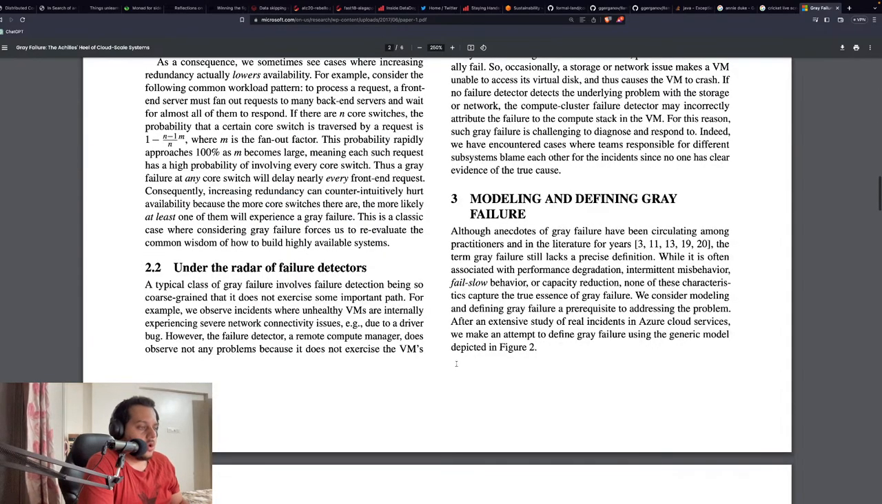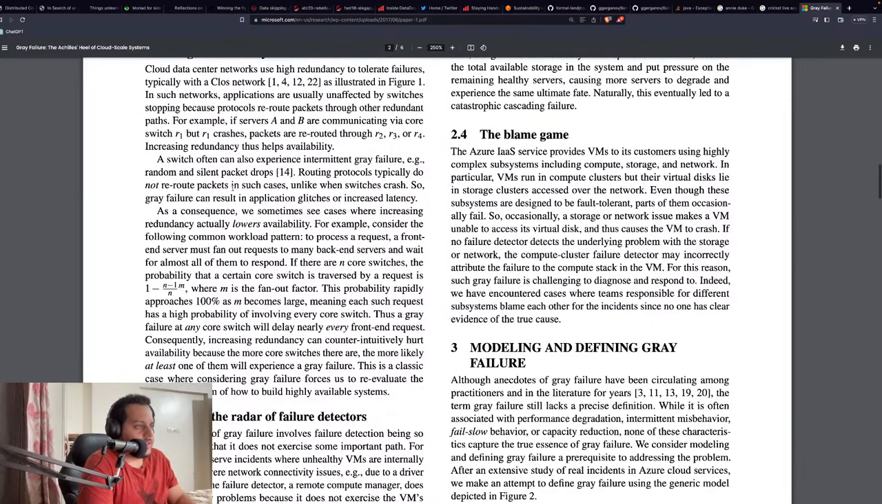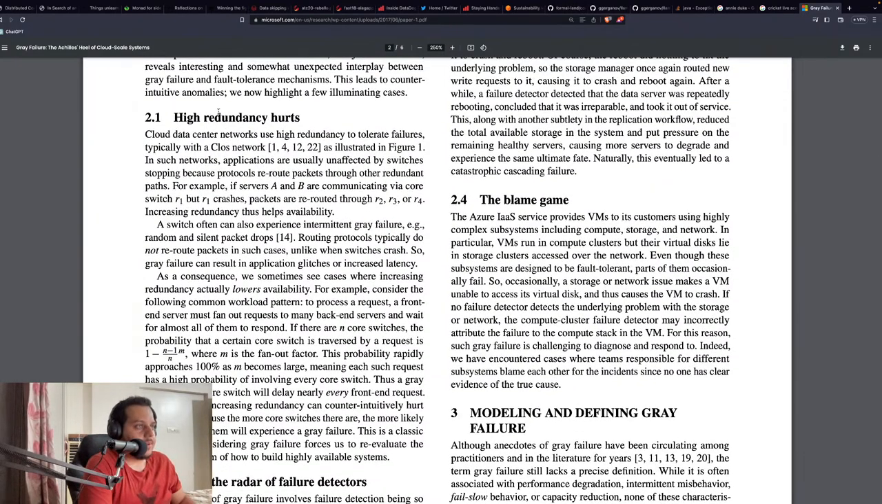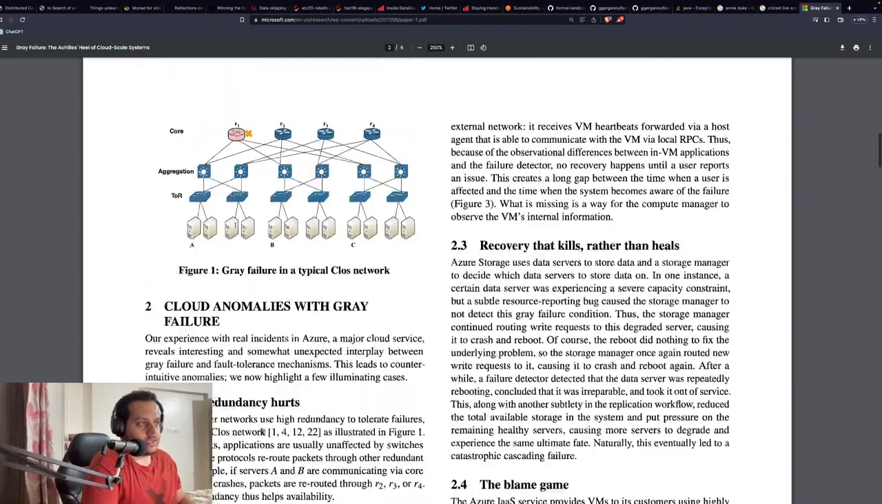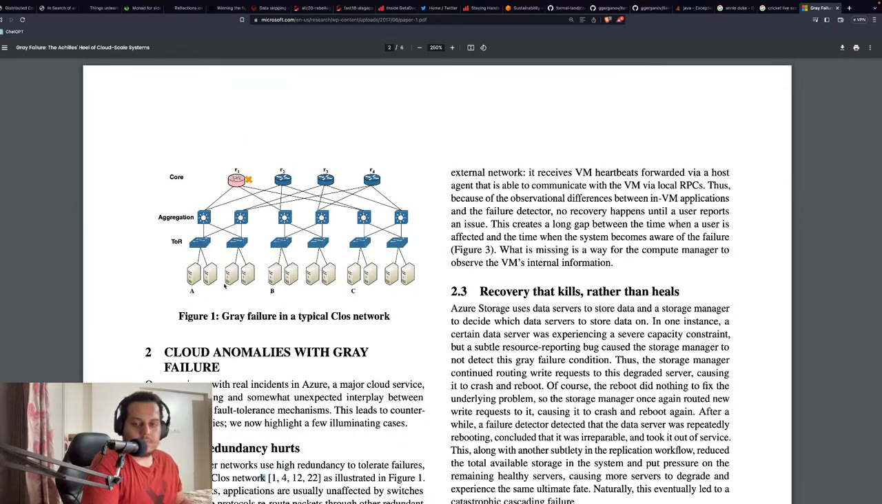Okay. So there are some common problems which they mention. For example, high redundancy hurts. So for example, there are multiple switches. There are cluster nodes A, B, C, and these are the switches. So every node, if A has to communicate with B, it has to go through the switch R1.